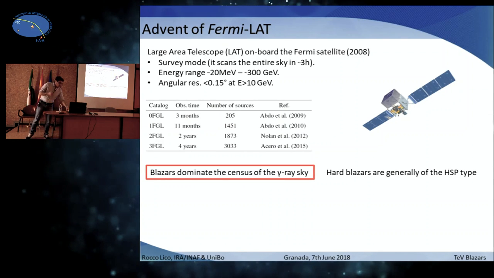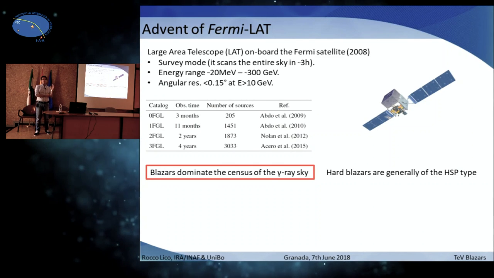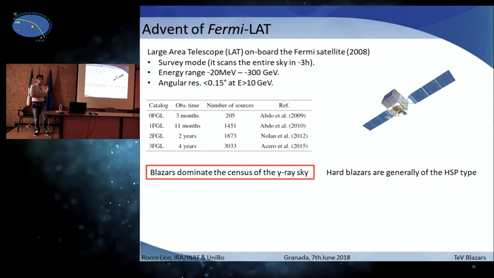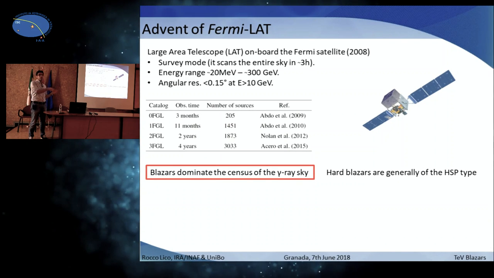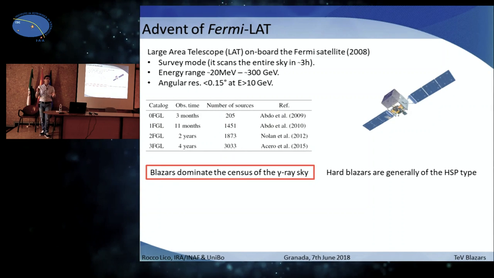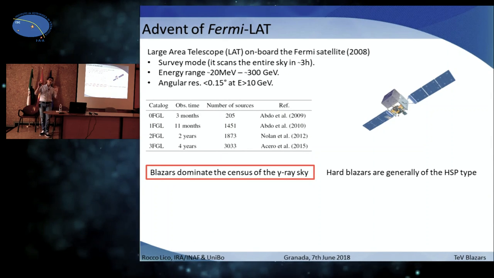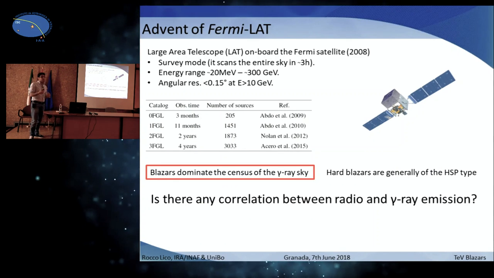So, as we mentioned in the first slide, blazars are radio-loud objects, so they show a strong radio emission. But as we are seeing here, they also have a prominent gamma ray emission. So it's very important to look if there is any possible connection between those two emitting bands. And so this is the question: is there any possible connection?